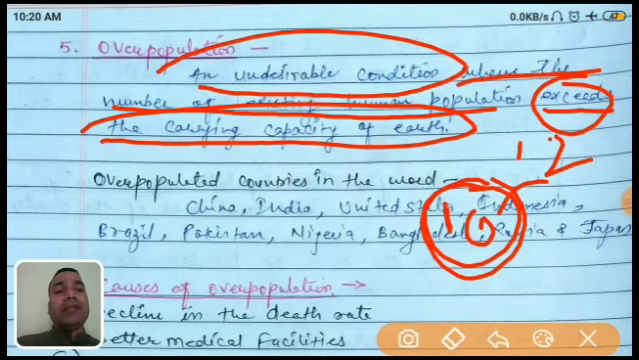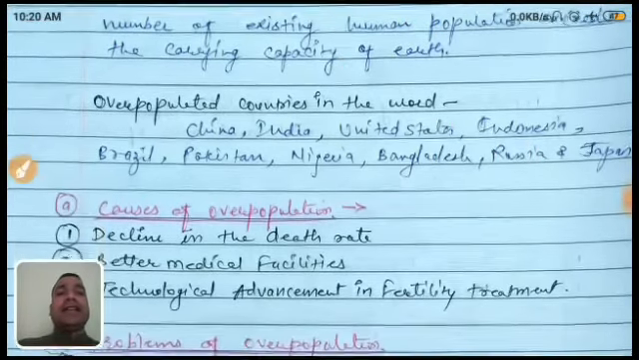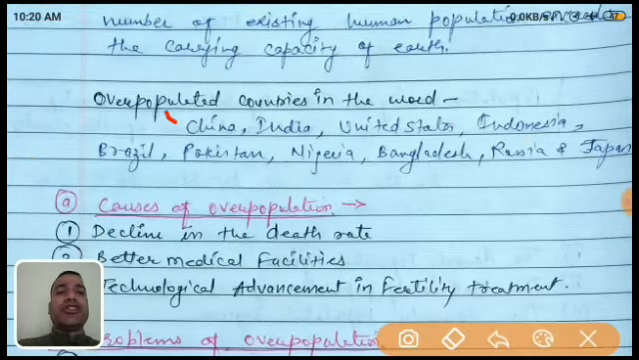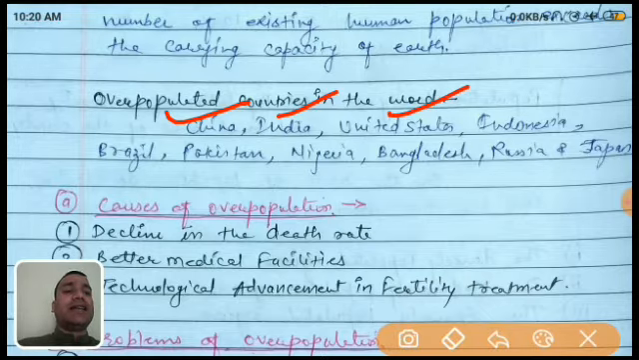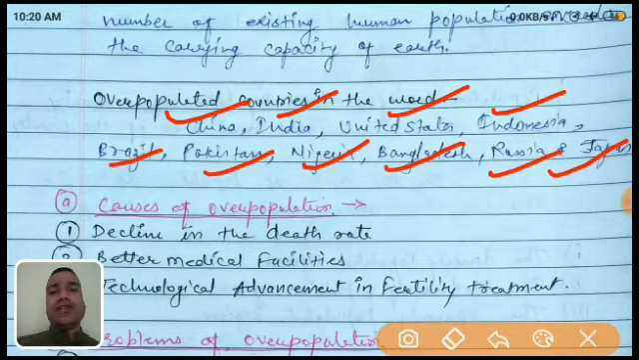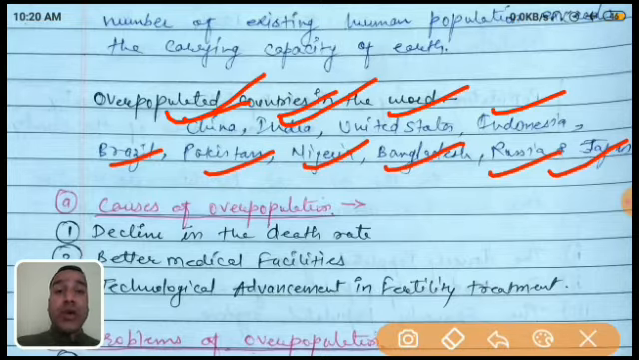It does not just mean a large number of people. I'm giving you an example here. There are some countries, like China, India, United States, Indonesia, Brazil, Pakistan, Nigeria, Bangladesh, Russia, Japan. So these are all overpopulated countries. Maybe there is a doubt in your mind: China has the highest population, then second is India, so that's why they are overpopulated. It does not mean that. Okay, why?